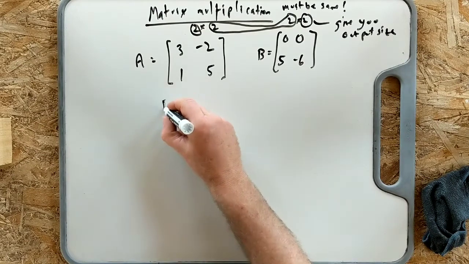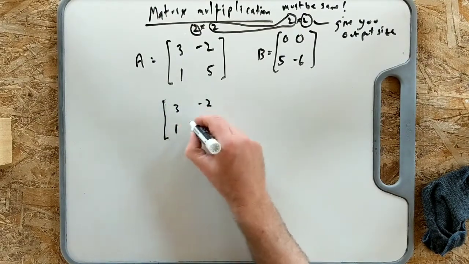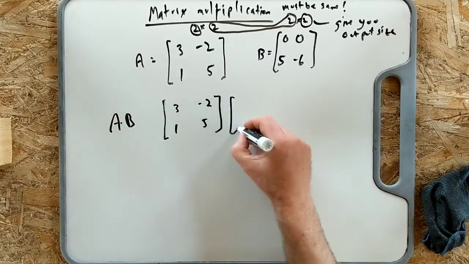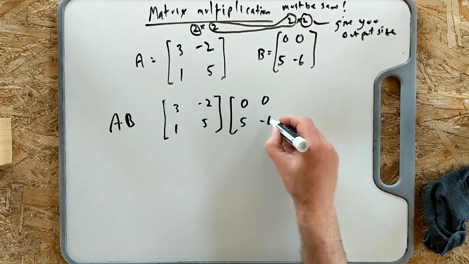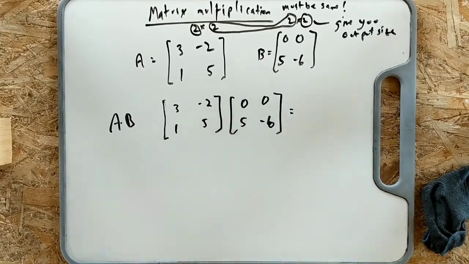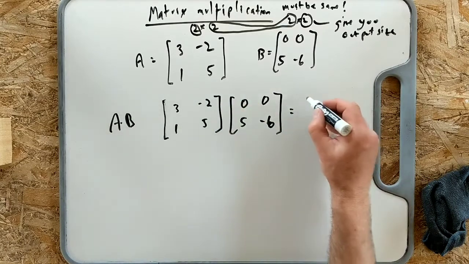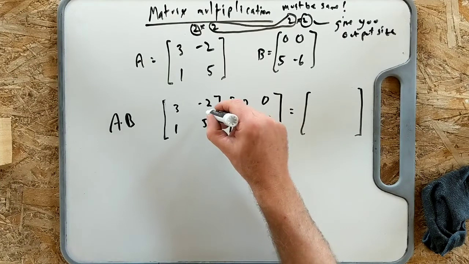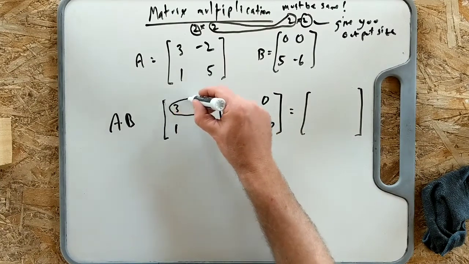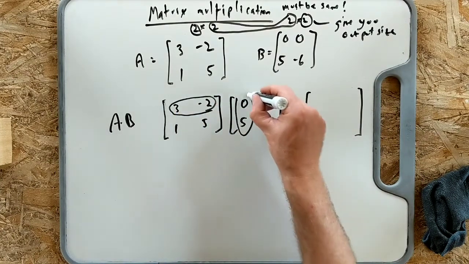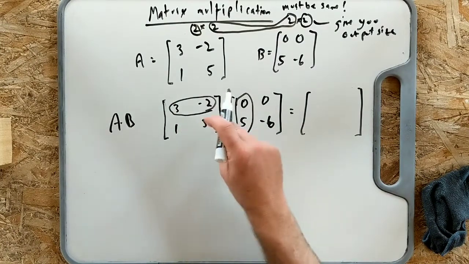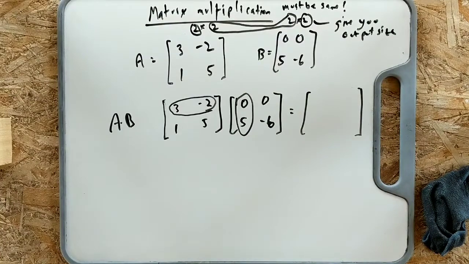Okay, so now how do you do it? Let me write them down again. I'm going to do A times B. The basic idea of matrix multiplication is to do row times column, one by one, four times in this case, until you get all the numbers. Here's the first row, so row times column. I'm going to multiply the first row times the first column. One row, one column gives me element 1,1.